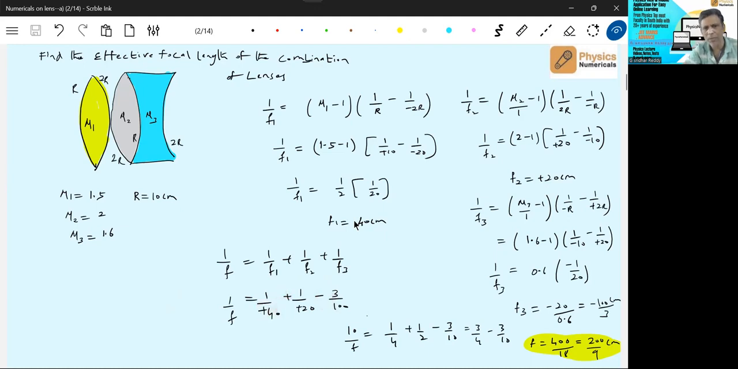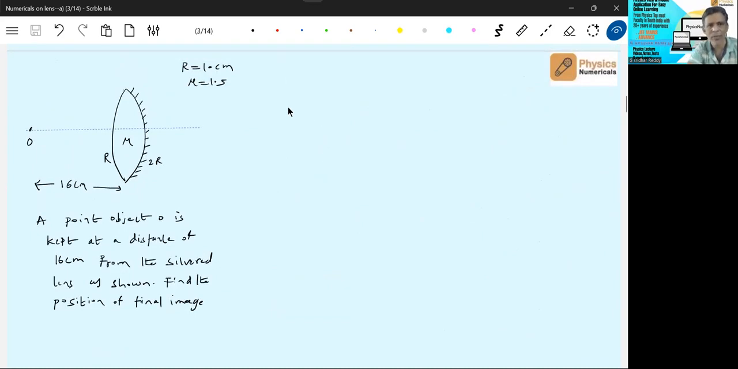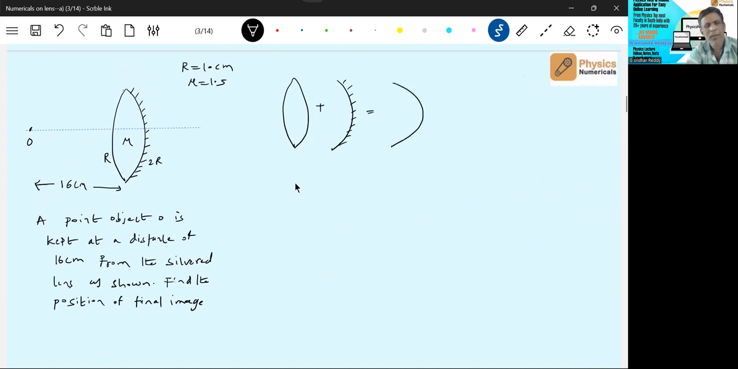Negative. Converging lens, the focal length will be positive. Okay, now the silvered lens is what I brought. What is the basic formula? The silvered lens, the equivalent of that is lens plus concave mirror. This should be equal to, again, a mirror only. So this is the focal length Fm, this is Fl, this is the equivalent mirror.